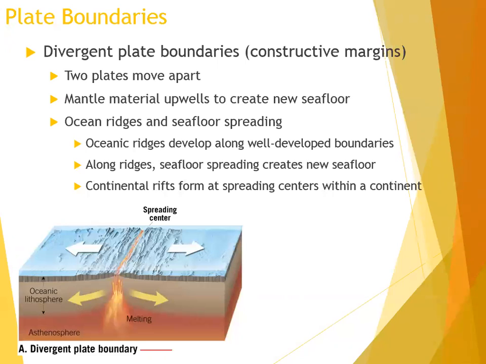The center of the ridge is actually called the spreading center, and this is where new sea floor is being created. What is going to happen is that the magma is going to come up through cracks and fissures there, and as it comes into contact with the very cold ocean water, it becomes rock. It forms what's called the global ridge system.